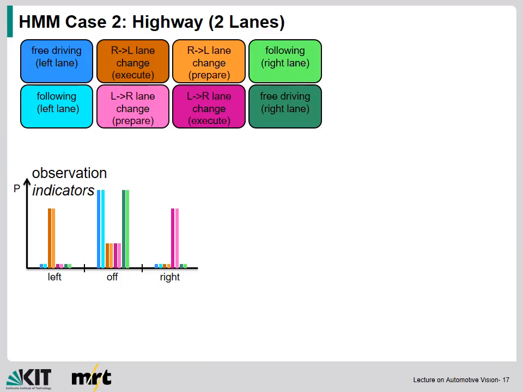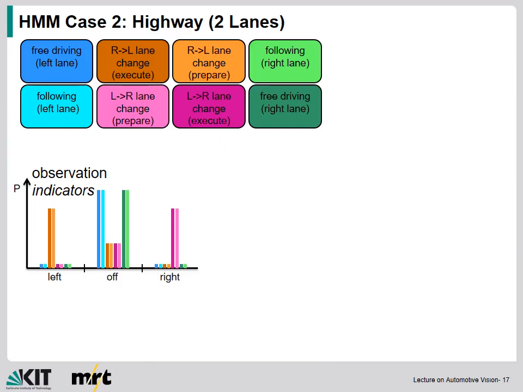So if, for instance, we are considering the right to left lane change execution state, the dark brown state, we see that for that kind of transition we model that in such a case the probability to blink left is large, the probability not to have the indicator lights on is not zero, but small, and the probability to blink right is very small, maybe not zero, but very close to zero.